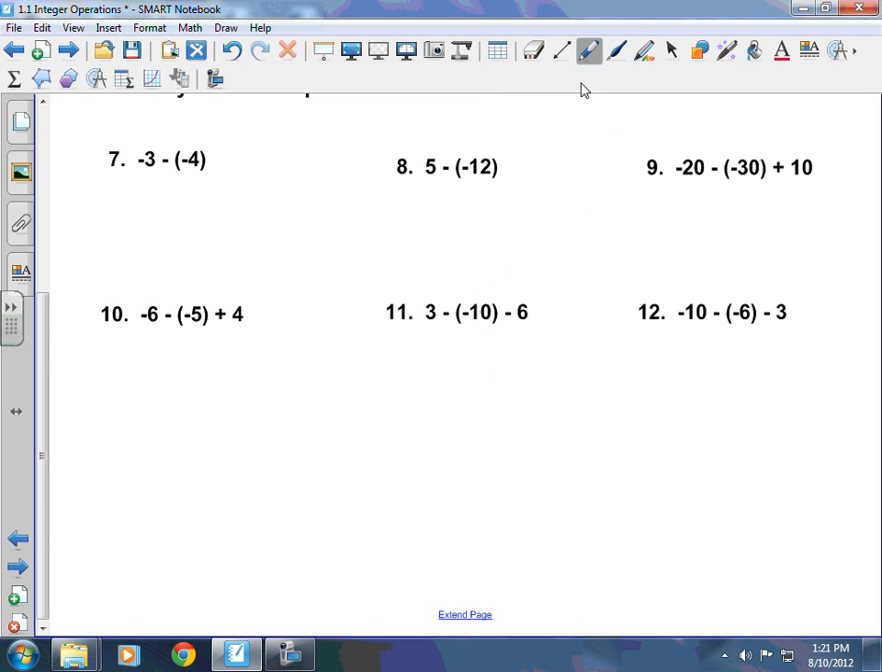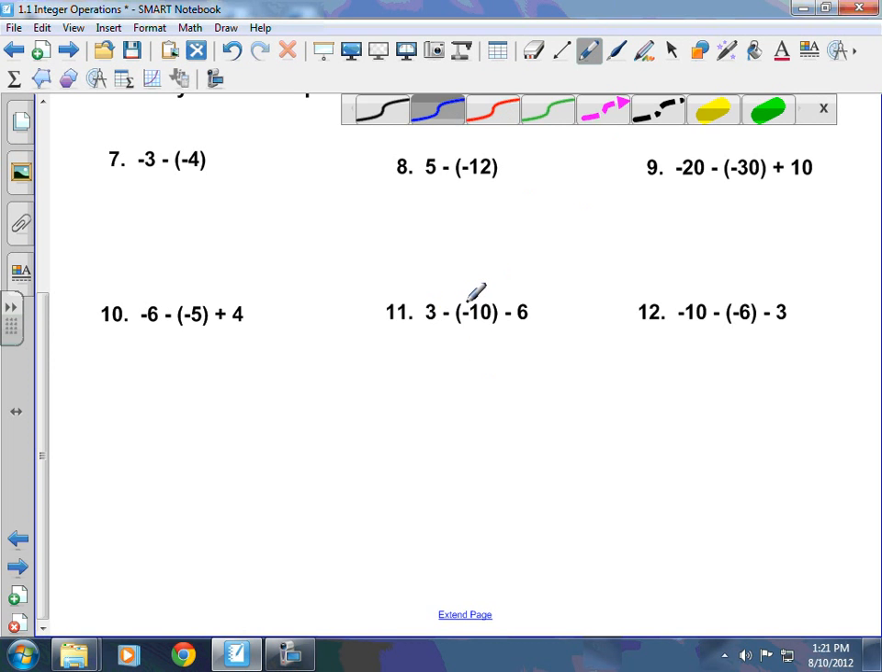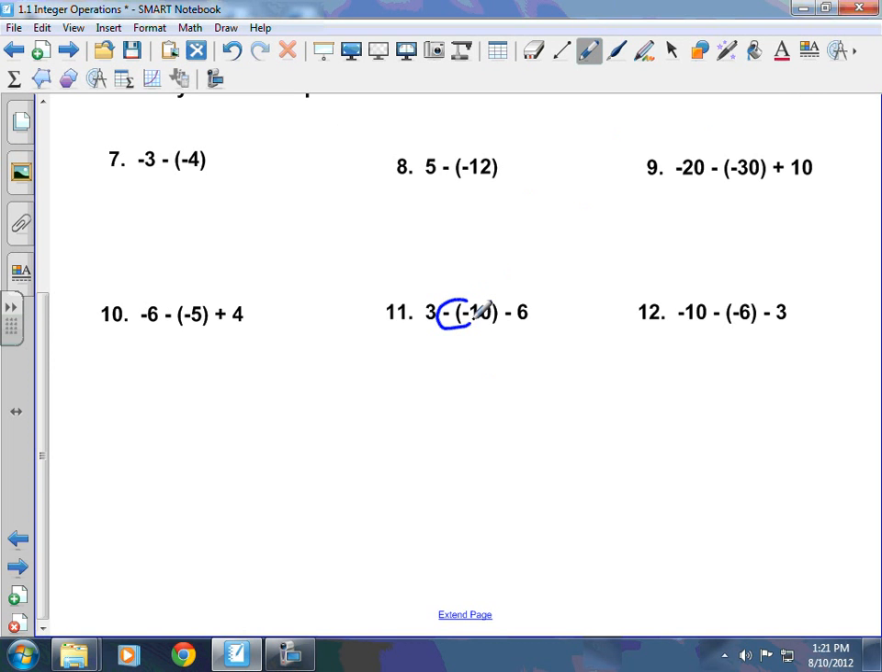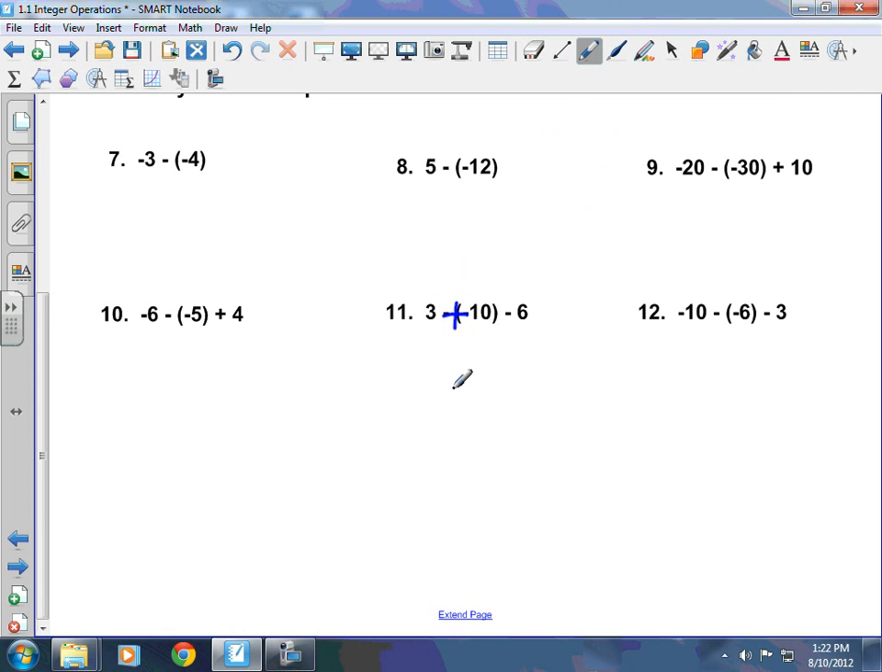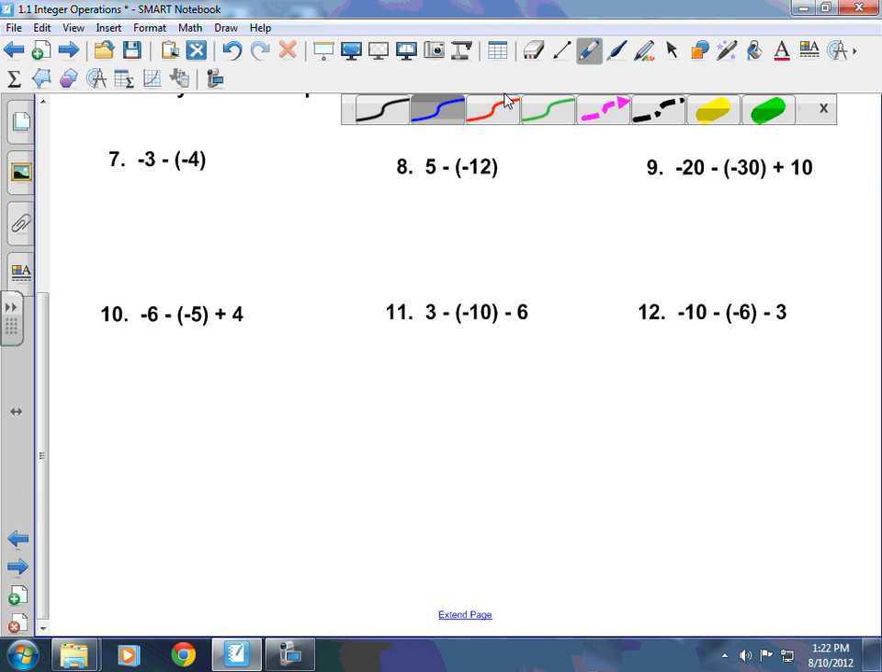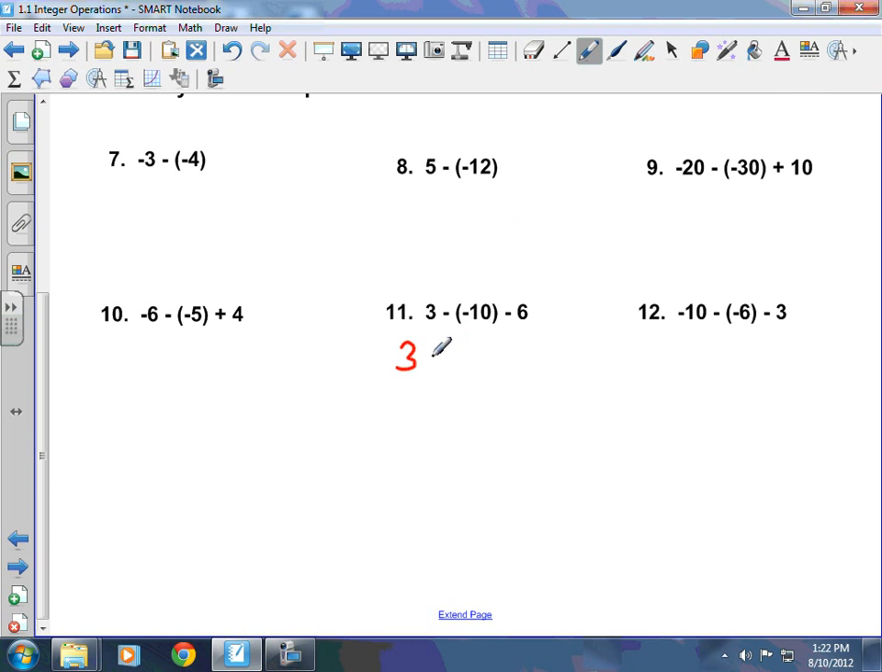So the first thing we're going to look at is this double negative right here. Always want to get rid of your double negatives first, okay? 2 negatives make a plus. So I'm going to rewrite this problem. I'm not just going to cover this up with a plus sign, okay? I'm not just going to convert this to a plus. I want to rewrite it. Why would I rewrite it? Because it just looks neater, and I want you to show your work. I want to see what you're thinking. So this becomes 3 plus 10 minus 6.